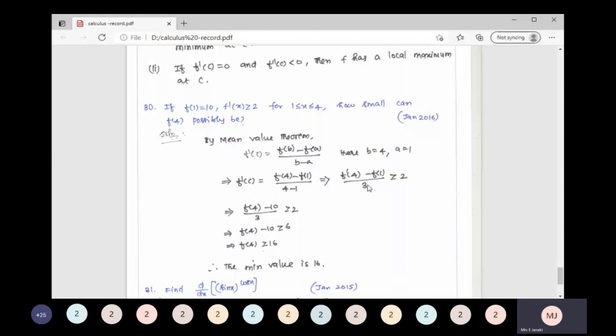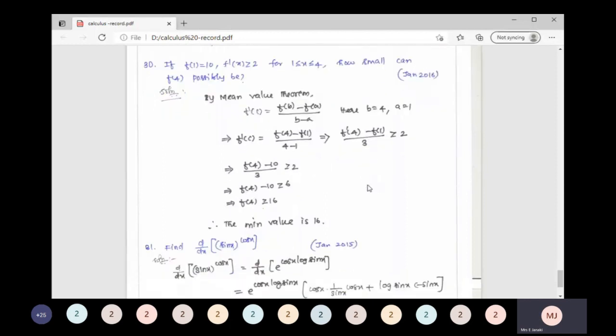Therefore, we consider f of 4 minus f of 1 divided by 3 is equal to f dash of c. You know that f dash of c is greater than or equal to 2, so that's why we consider this value greater than or equal to 2. Since f of 1 is equal to 10, f of 4 minus 10 divided by 3 is greater than or equal to 2. The next step: f of 4 minus 10 is greater than or equal to 3 into 2, which is 6.